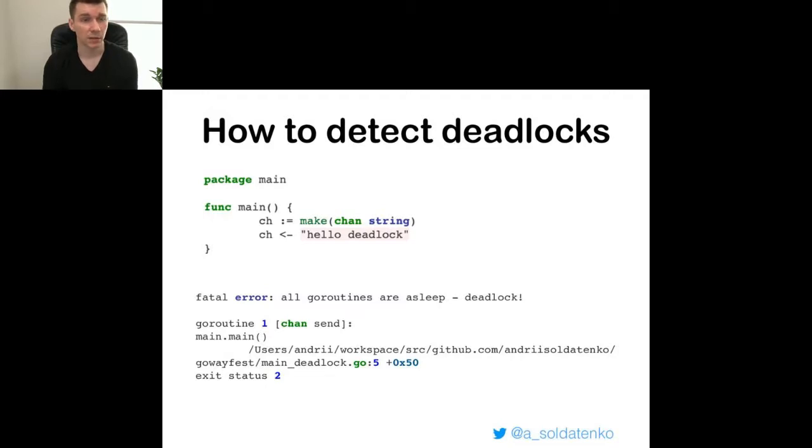But Go can only detect this if all goroutines are asleep. If your main program is working, or other goroutines are working, but a subset of goroutines is deadlocked, Go will not protect you from it. So you need to take care of it yourself.